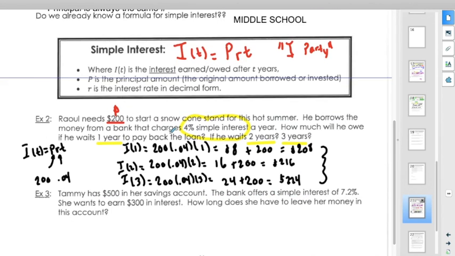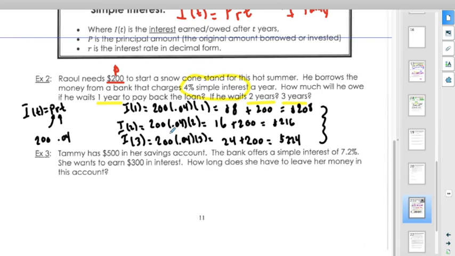Okay. Exercise 3. Tammy has $500 in her savings account. Okay, so what do you guys think that is? That's going to be your principal. $500 in her savings account. The bank is offering a simple interest rate of 7.2%. She wants to earn $300 in interest.